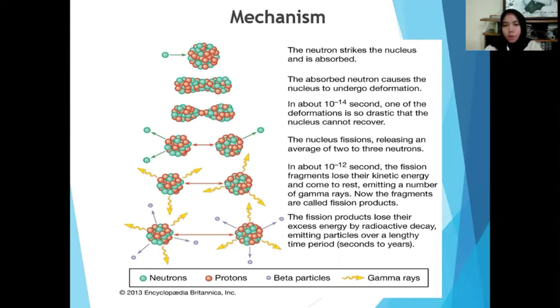In about 10 power minus 12 seconds, the fission fragments lose their kinetic energy and come to rest, emitting a number of gamma rays. Now, the fragments are called fission products. The fission products lose their excess energy by radioactive decay, emitting particles over a lengthy time period, from seconds to years.